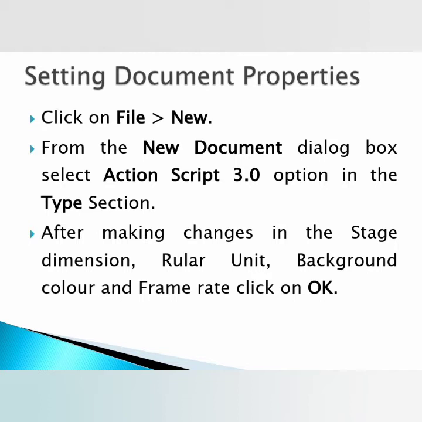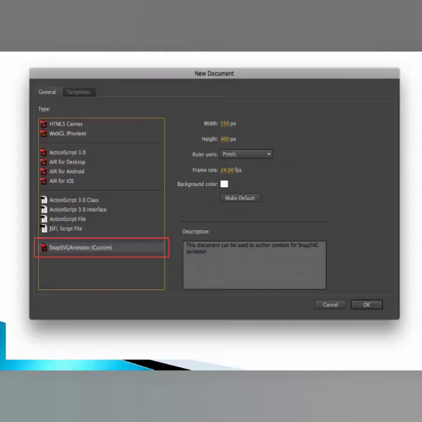First, we have to click on File, then click on New. This New Document dialog box will appear, from where we are able to make the changes. From the New Document dialog box, select the ActionScript 3.0 option in the Type section. After making changes in the stage dimensions, ruler unit, background color and frame rate, just click on OK.